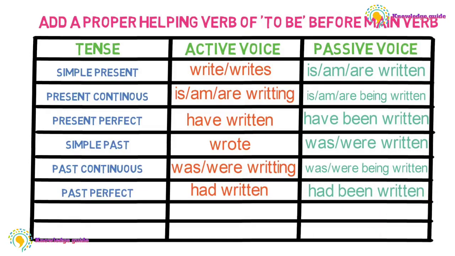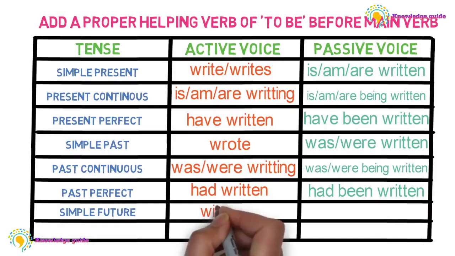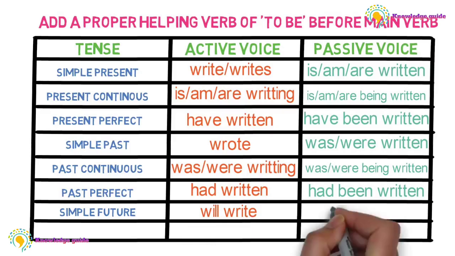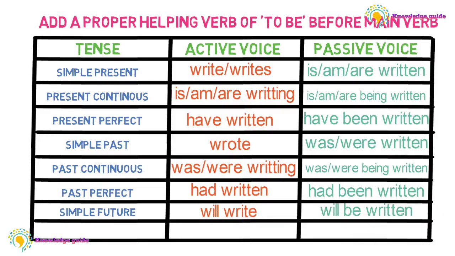For simple future tense, in active voice, we use will write. While in passive voice, we use will be and written, which is the verb's third form.